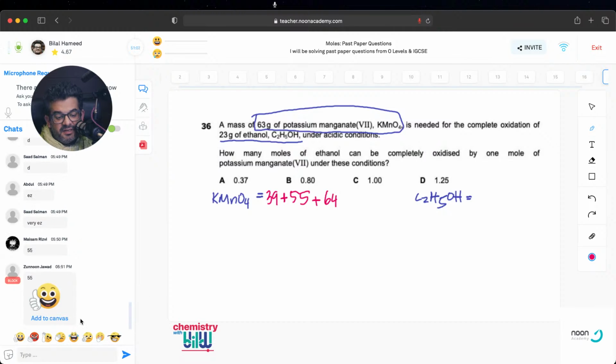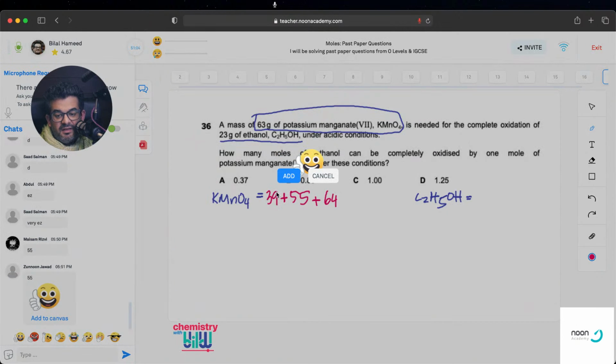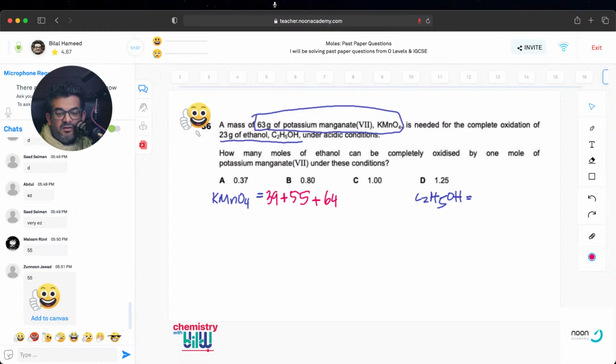Oh, Zanoon's sticker just came. Yeah. Add to canvas. Oh, that's so cute. All right. I'll leave that there. It looks nice there. All right.